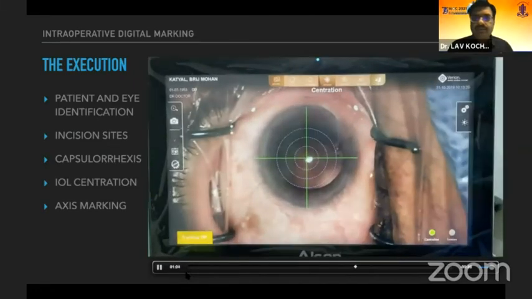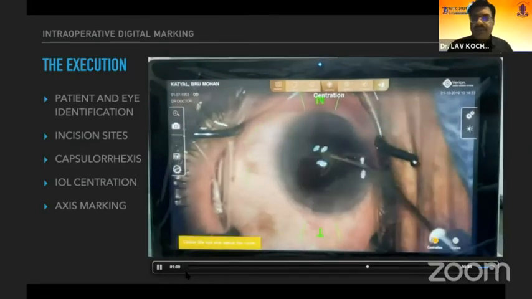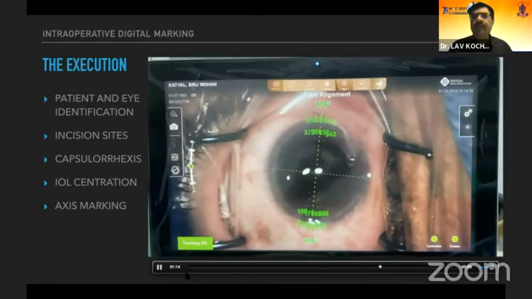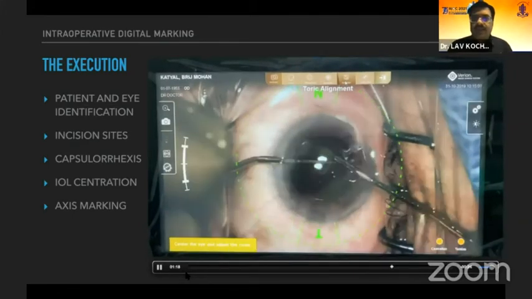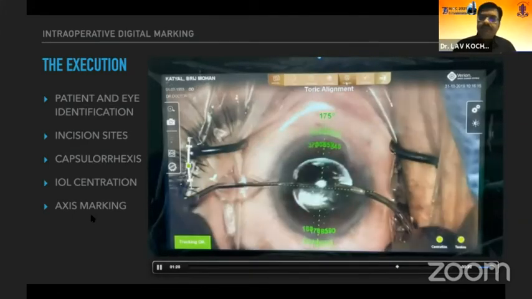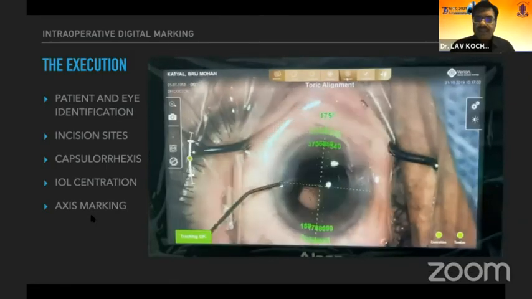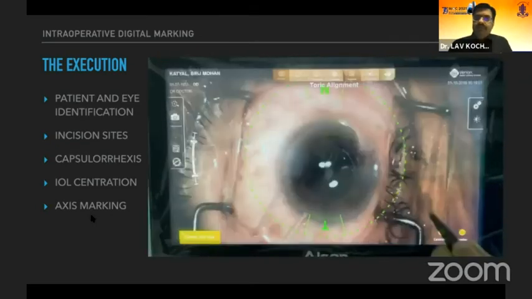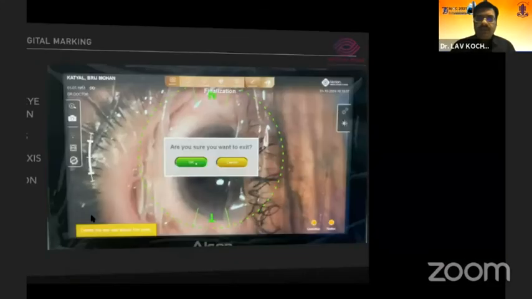And once you implant the IOL, the centration can also be assessed quite well. If the two Purkinje images are coming in the central circle, then it is well centered. And the accurate alignment of the toric IOL. What you see, in this patient, the axis of placement was 170 degrees, and finally the centration. So this is how the machine operates.